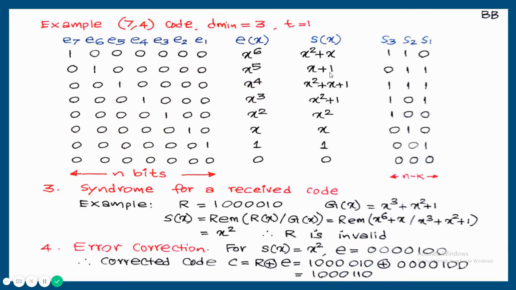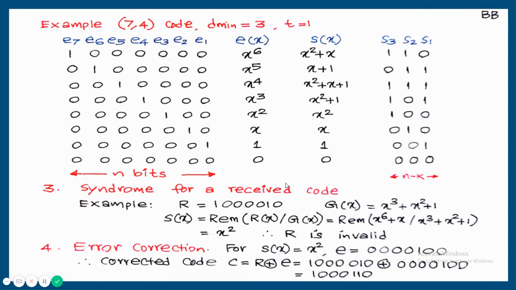Remember, here we used S of x is equal to the remainder of E of x by g of x. That is used for determining the syndrome table or decoding table. But for a received code, the syndrome polynomial S of x is the remainder of R of x by g of x. The remainder of x raised to 6 plus x, that is the polynomial format of these received bits, divided by the generator polynomial x cube plus x square plus 1, and the remainder is x square.